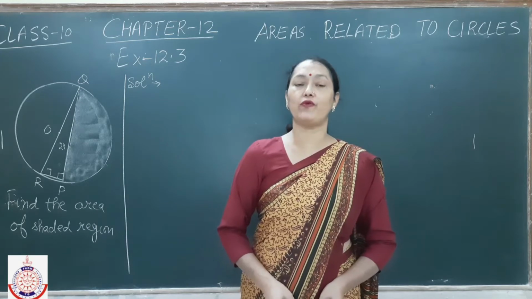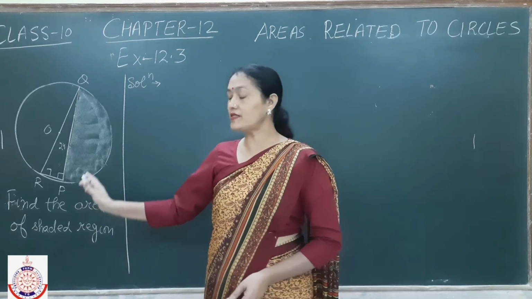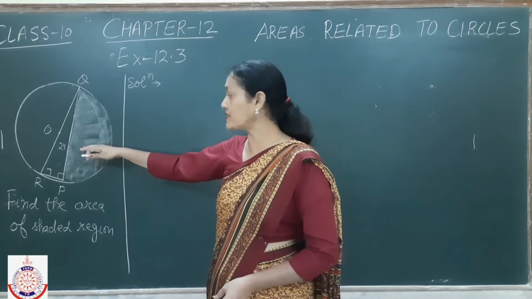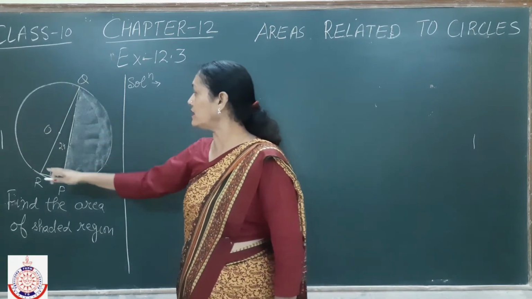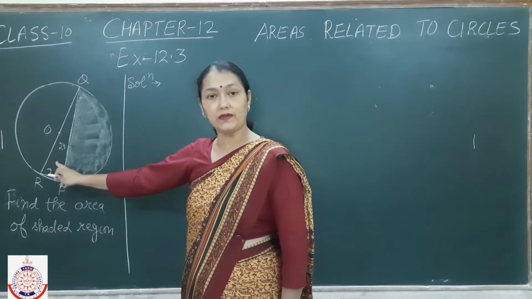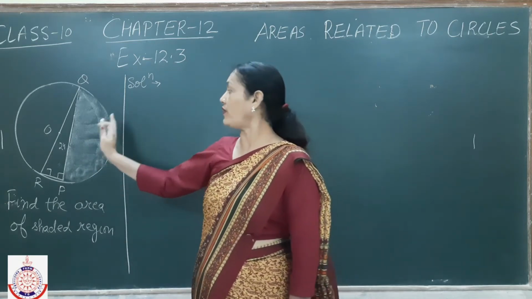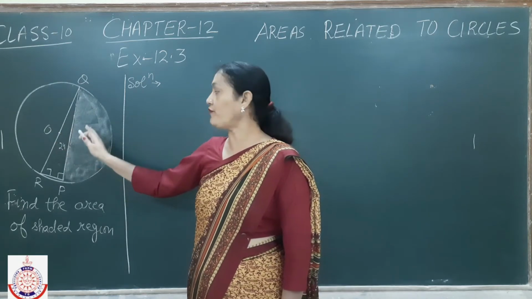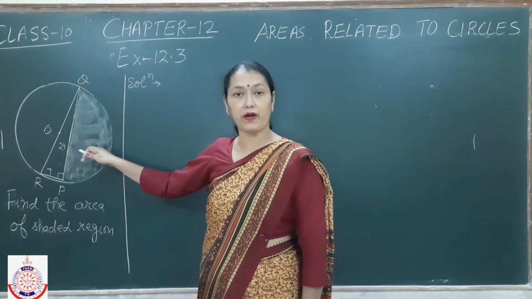First of all, I have taken question number 1 of the exercise. In this question they have given us a circle. In this circle they have shaded a part and they are asking us to find the area of this shaded part. You can see that here it is a semicircle, and out of that semicircle one part is a triangle. So if we want to find the area of the shaded region, we calculate the area of the sector and the area of the triangle, then from the area of the sector we subtract the area of the triangle, and we will get the area of this shaded part.